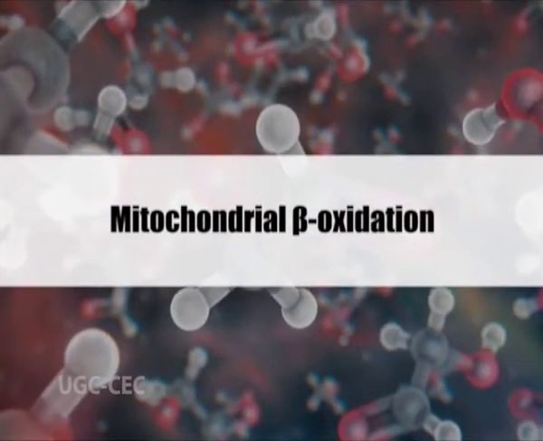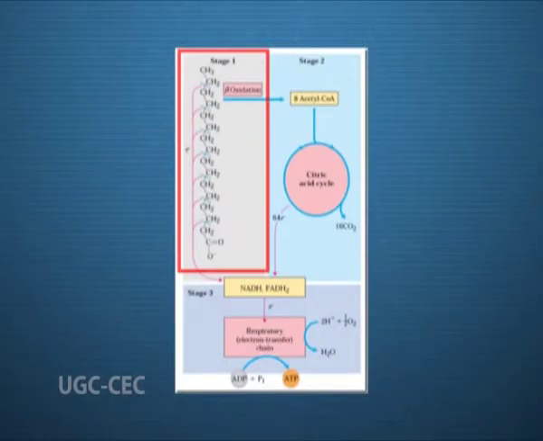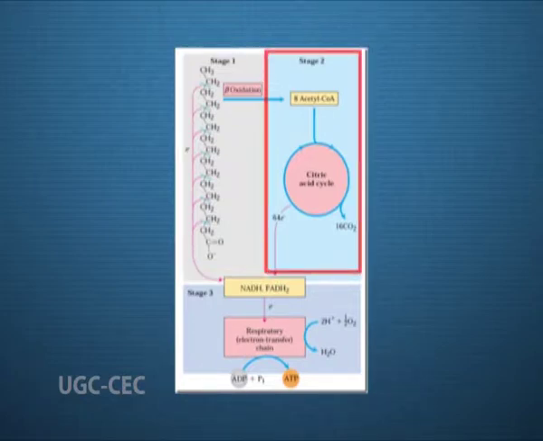Now let's look at the mitochondrial beta-oxidation. Mitochondrial oxidation of fatty acids takes place in 3 stages. In the first stage, which is beta-oxidation, fatty acids undergo oxidative removal of successive 2-carbon units in the form of acetyl-CoA, starting from the carboxyl end of the fatty acyl chain. In the second stage, the acetyl groups of acetyl-CoA are oxidized to carbon dioxide in the citric acid cycle, which also takes place in the mitochondrial matrix.